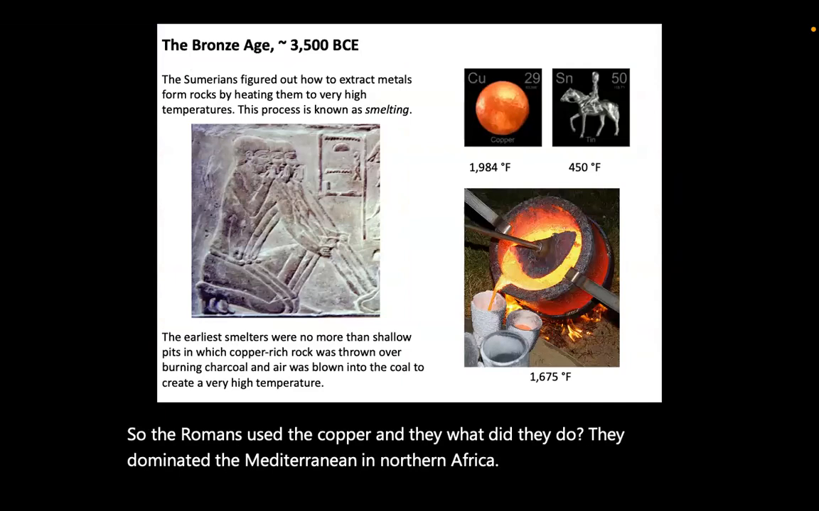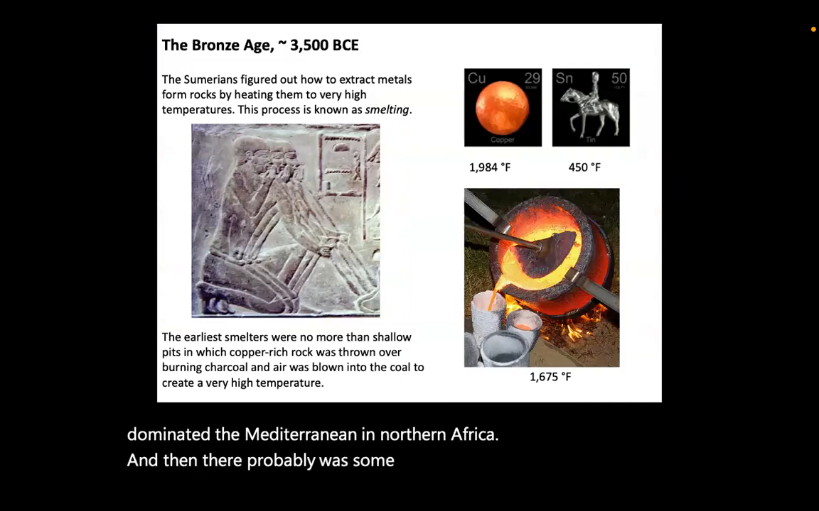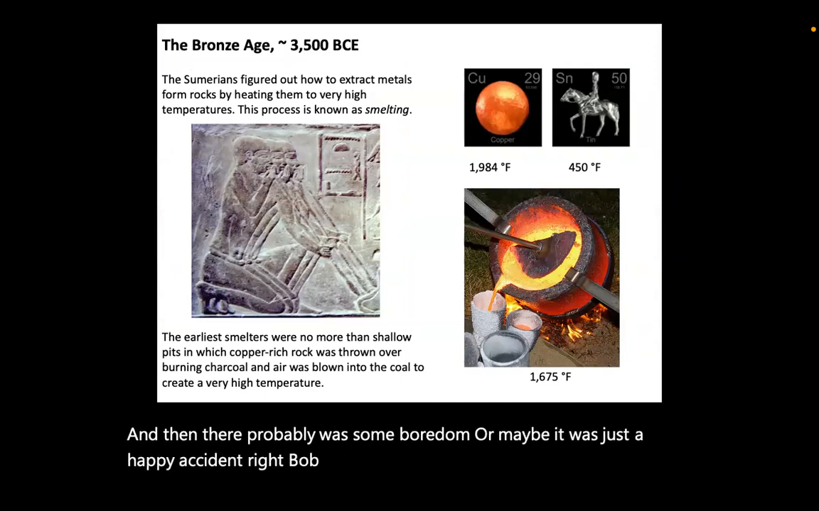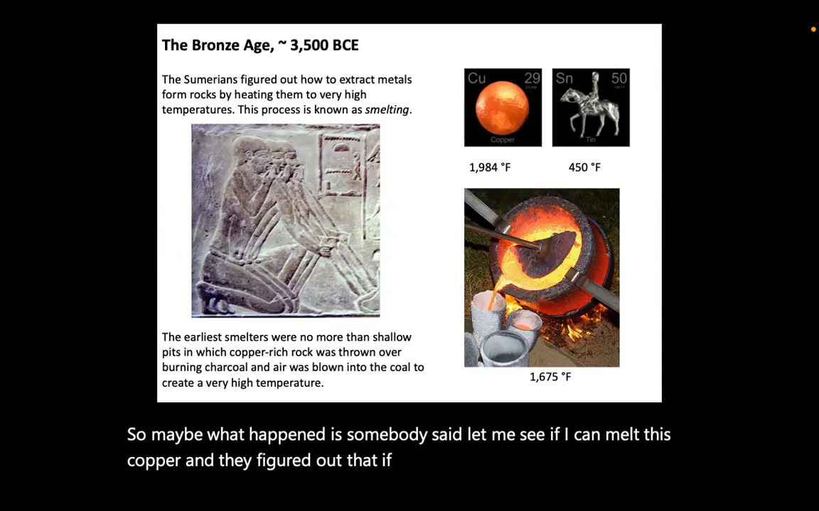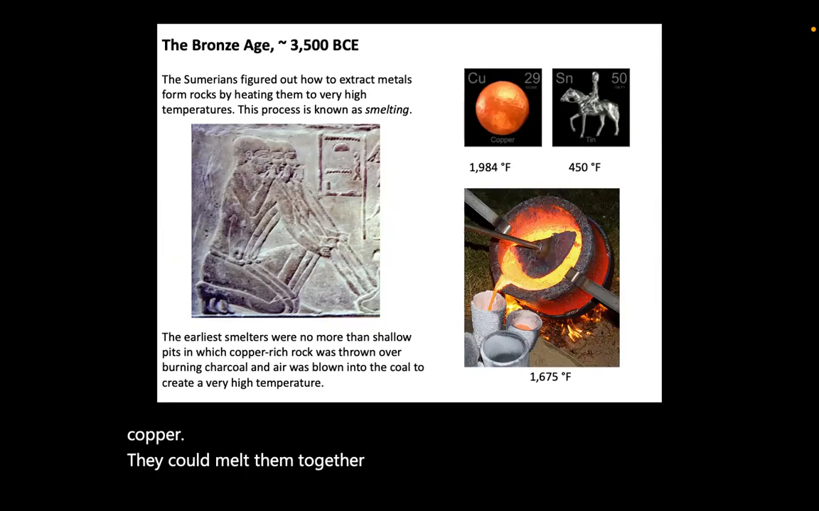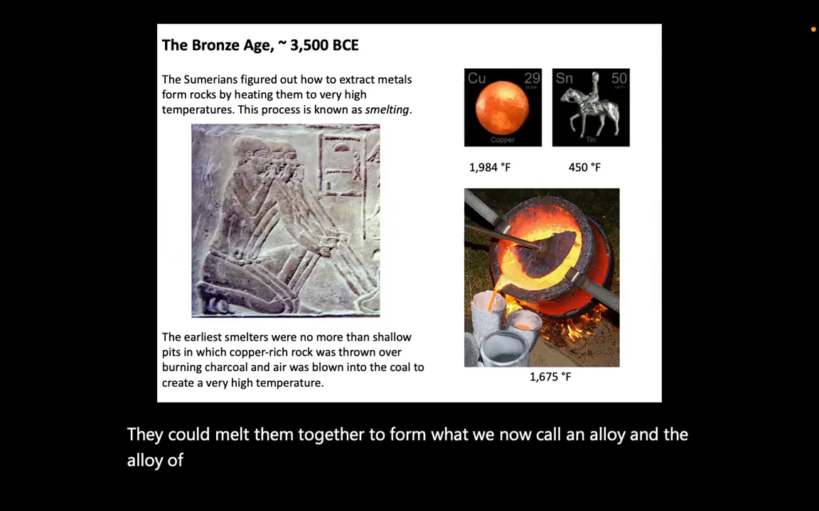And then there probably was some boredom, or maybe it was just a happy accident, right? Bob Ross loved happy accidents. So maybe what happened is somebody said, let me see if I can melt this copper. And they figured out that if they added a little bit of tin to the copper, they could melt them together to form what we now call an alloy. And the alloy of copper plus tin is called bronze.